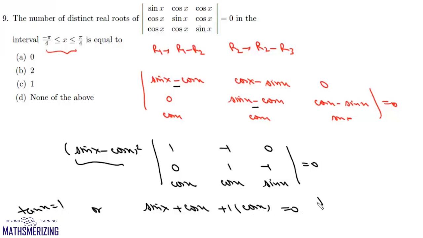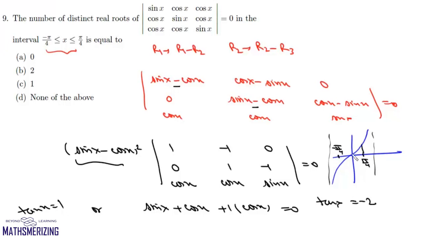That is, the value of tan x is minus 2. Now if we look at the graph of tan x, it is an increasing function between minus 90 and plus 90. Now we need a solution within this interval from minus pi by 4 to plus pi by 4.